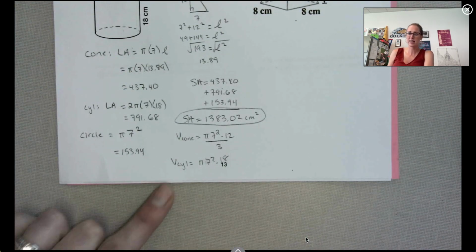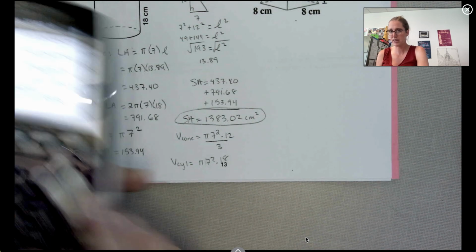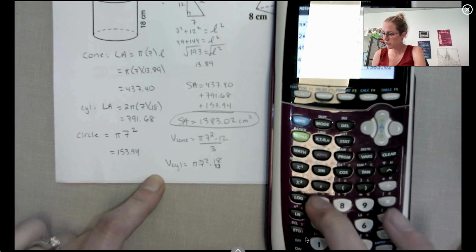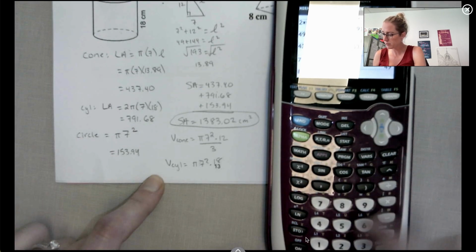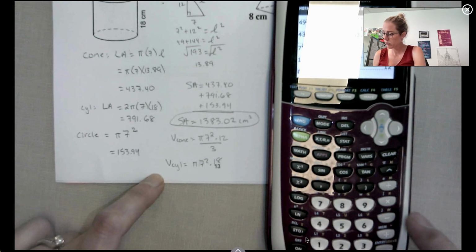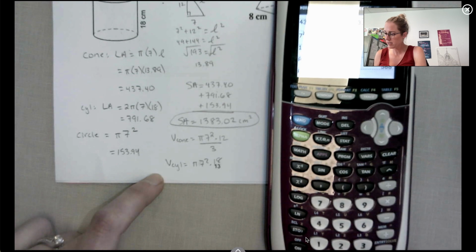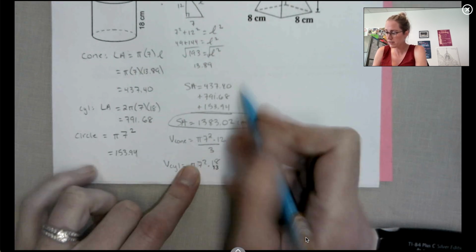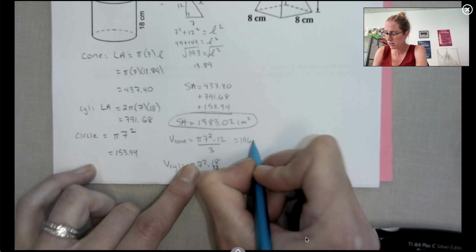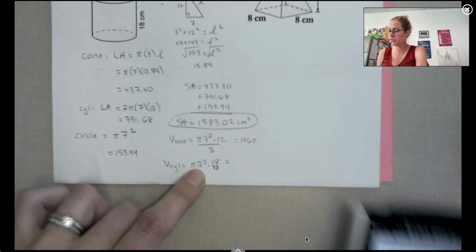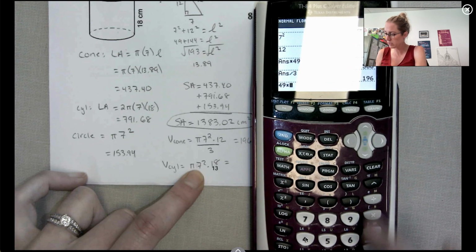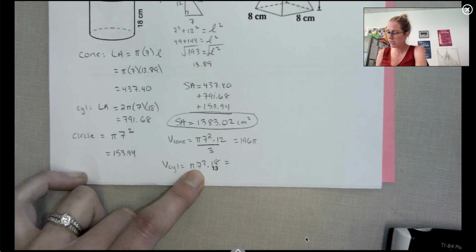Okay, these ones I can leave in terms of pi. So I'm going to get 7 squared times 12. Oh, sorry, I didn't do that. There we go. Divided by 3. So the top one is 196 pi. This one, 7 squared times 18, so 49 times 18, is 882 pi.